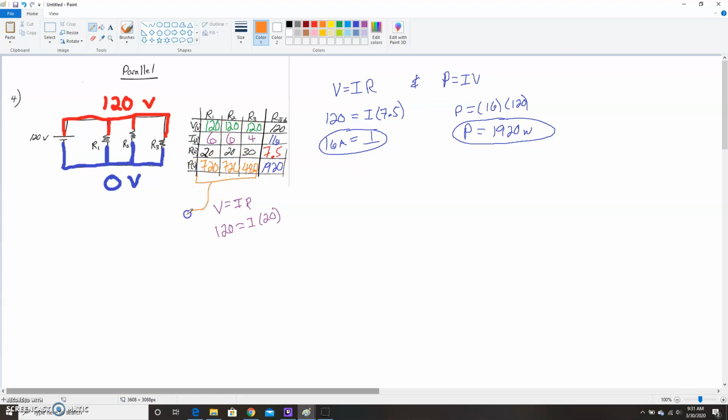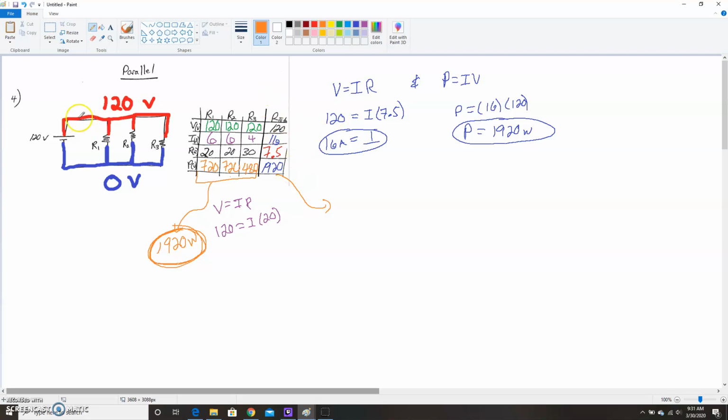So here is my power consumed. 720 plus 720 plus 480. I got 1920, which means my 3 resistors consume 1920 watts, and my power source generated 1920 watts, so energy is conserved.